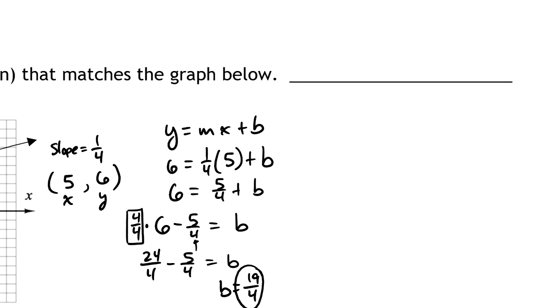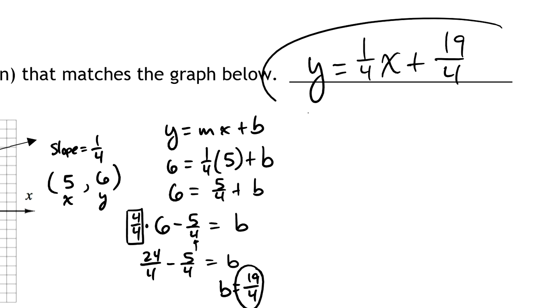So my answer ends up being y equals the slope I found from the slope triangle, 1/4, times x, and then adding to that 19/4. So this is the equation of my line: y equals 1/4 x plus 19/4.